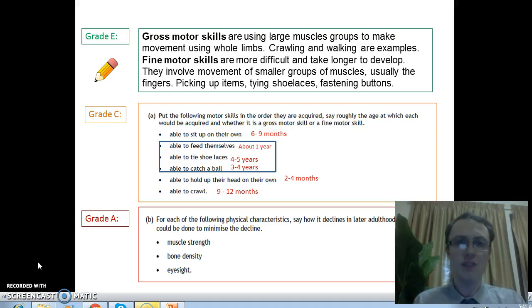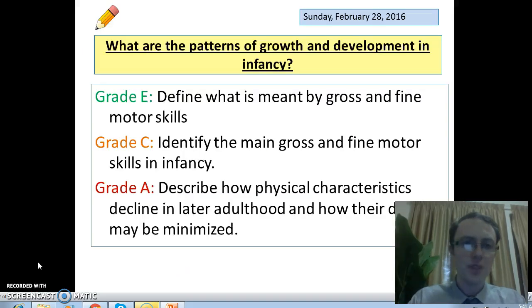Okay? Right, let's look at how we've done today. Today what we've done is we've defined what is meant by gross and fine motor skills. We have identified the main gross and fine motor skills in infancy, and we've begun to describe how physical characteristics decline in later adulthood and how their decline may be minimized.